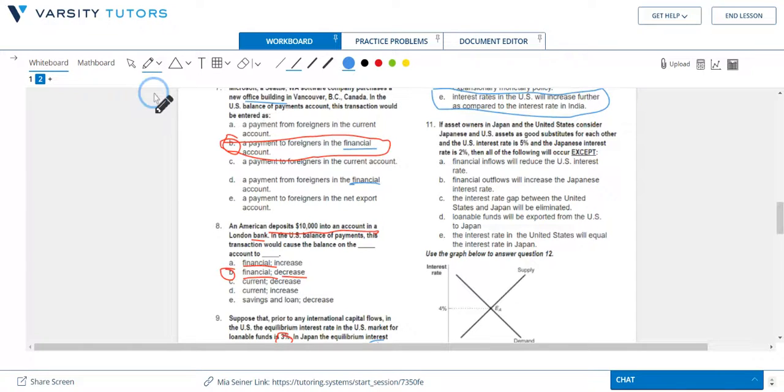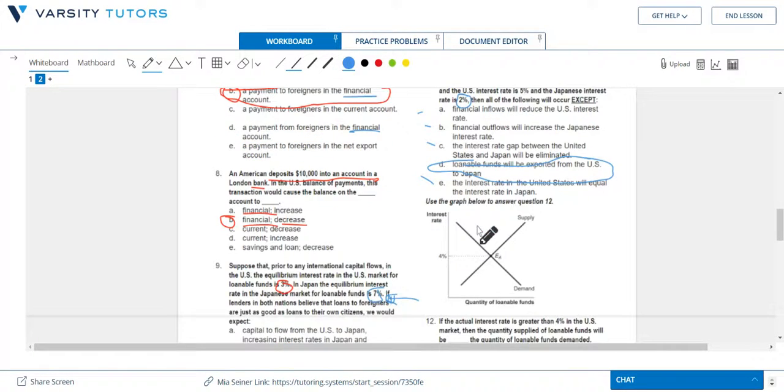The loanable funds will be exported from the US to Japan. That's like saying we're just sending money over to Japan. But it's actually the opposite, because the Japanese interest rate is 2%. They actually are trying to take their loanable money and move it to the US, where their interest rate is high. But it's really worth saying, you can memorize things like A, B, C, and E because they're back.